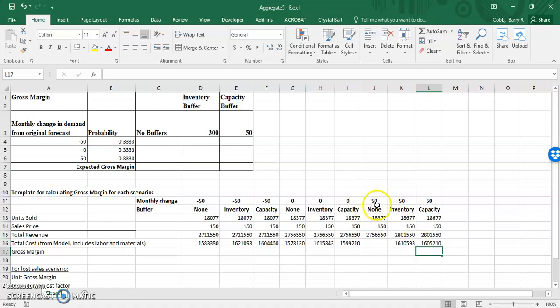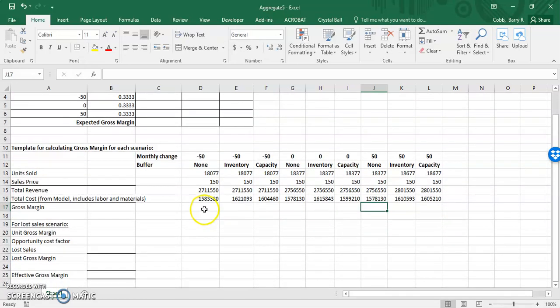In the case of an increase in demand of 50, the problem with having no buffer is we're not able to change our production, and we don't have inventory to satisfy the original demand. So our cost is still the same as the original scenario, at least the cost from the model. So in every scenario, our gross margin is total revenue minus total cost. So we calculate this in all scenarios.